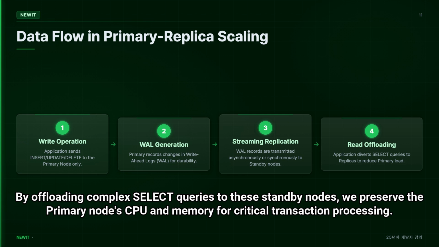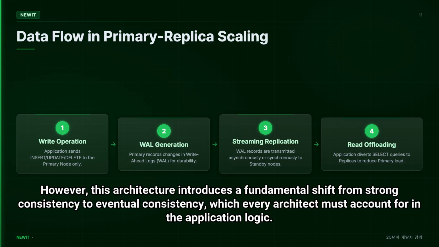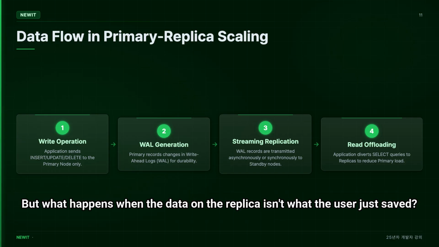By offloading complex select queries to these standby nodes, we preserve the primary node's CPU and memory for critical transaction processing. In modern 2026 cloud environments, the automation of these replica sets allows for rapid elasticity. However, this architecture introduces a fundamental shift from strong consistency to eventual consistency, which every architect must account for in the application logic. But what happens when the data on the replica isn't what the user just saved?